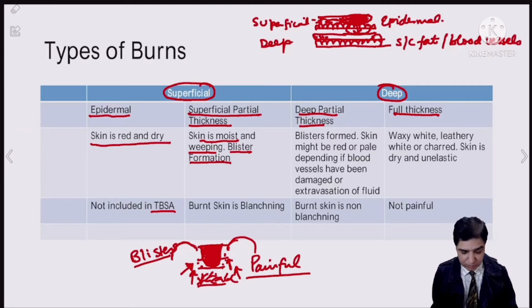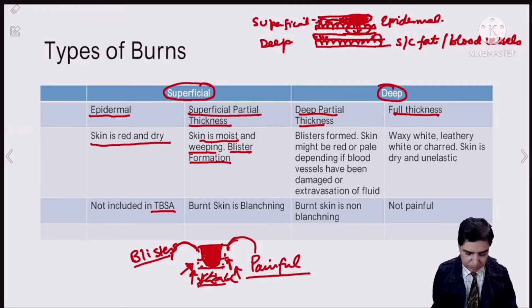Why blister formation? Because there is fluid coming from the opened up capillaries, and if there is dead skin on top of it, especially the epidermal layer, it would balloon up and form a blister. And these are very, very painful because the underlying nerve endings, the nociceptive receptors, are stimulated not only by the cytokines, but by the damaged tissue itself, and that leads to pain in this particular area. So these burns are very, very painful.